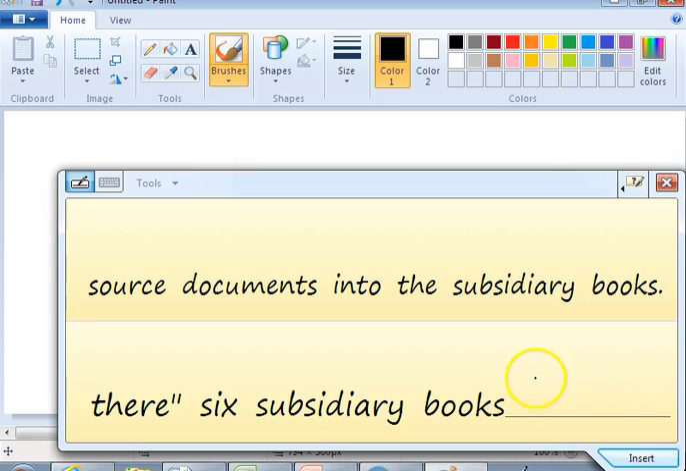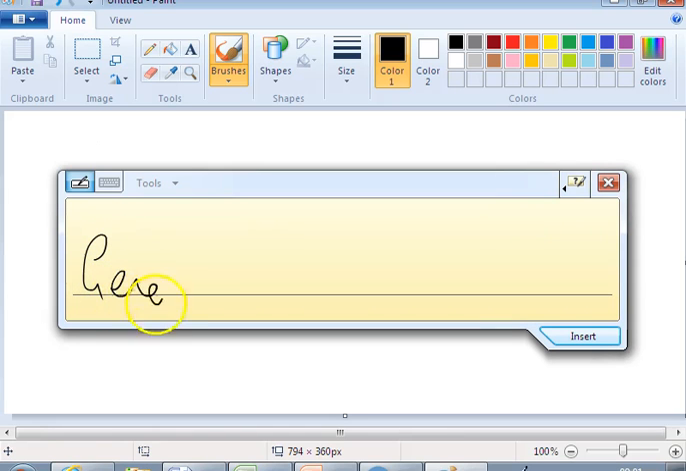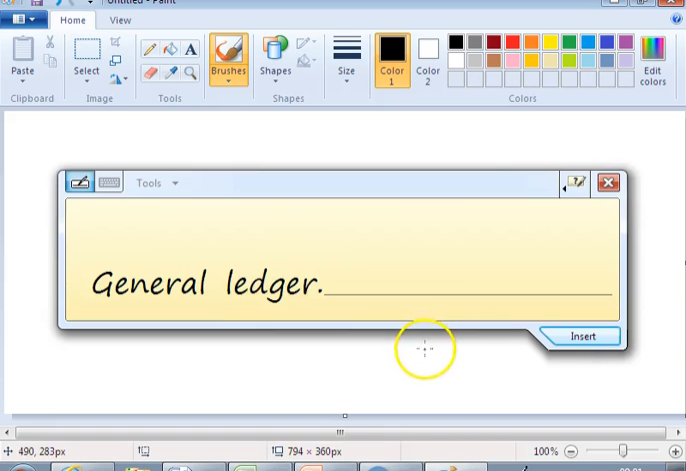Now, I'm really interested in one of the ledgers, and that's the general ledger. There are 3 ledgers. This is important, right? There are 3 ledgers.